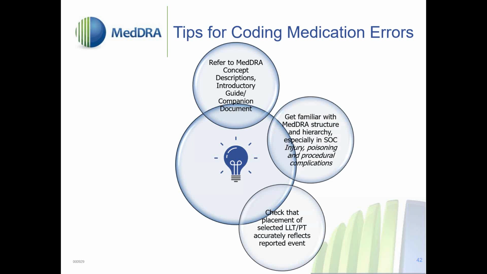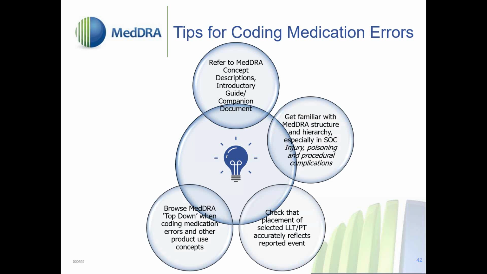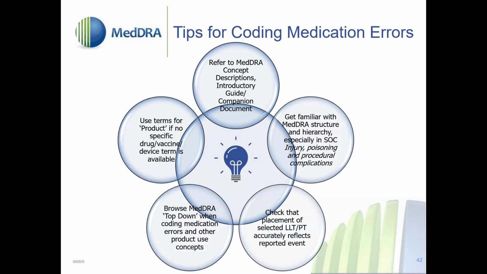This is a basic MedDRA coding rule. Always check the hierarchy if you're not sure. It is best to search the MedDRA hierarchy top-down when coding medication errors and other product use concepts, unless you are already very experienced in coding such incidents. And finally, if you cannot find a specific term for drugs, vaccines, or medical devices, look out for a product term, a more vague term that would cover all these medicinal products, that would be suitable for your coding task in order to capture the incident as specifically as possible.